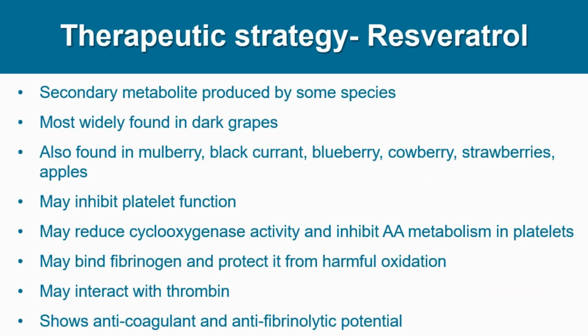Therapeutic strategy, resveratrol, a secondary metabolite produced by some species, mostly found in dark grapes, but also mulberry, blackcurrant, blueberry, cowberry, strawberries, apples. They may inhibit platelet function, reducing cyclooxygenase activity, and inhibit arachidonic acid metabolism in platelets. They can bind fibrinogen and protect it from harmful oxidation and may interact with thrombin, and it does show anticoagulant and antifibrinolytic potential.